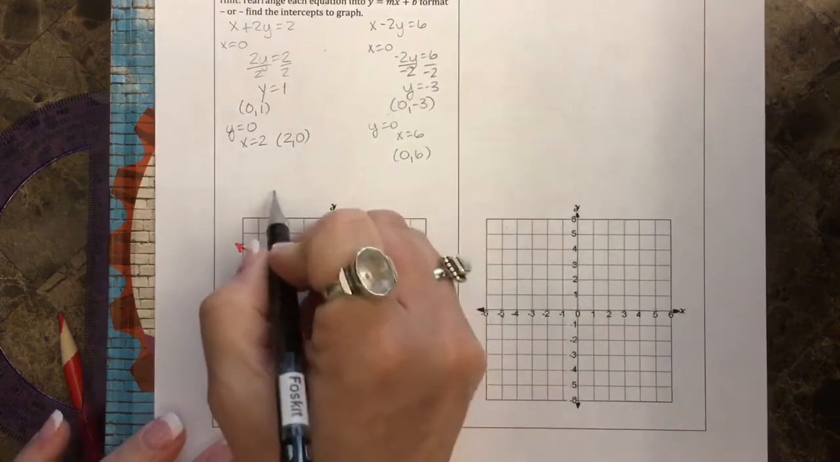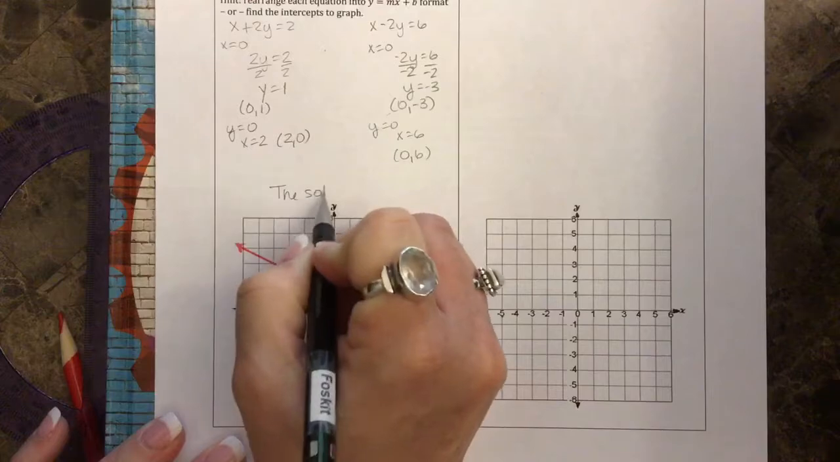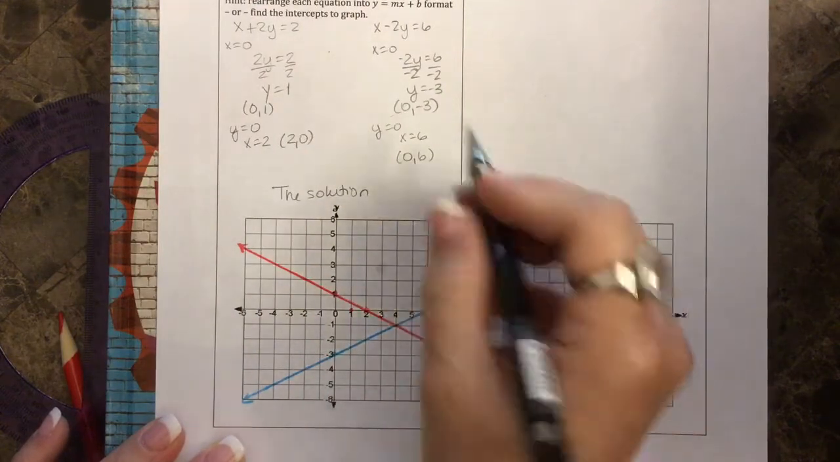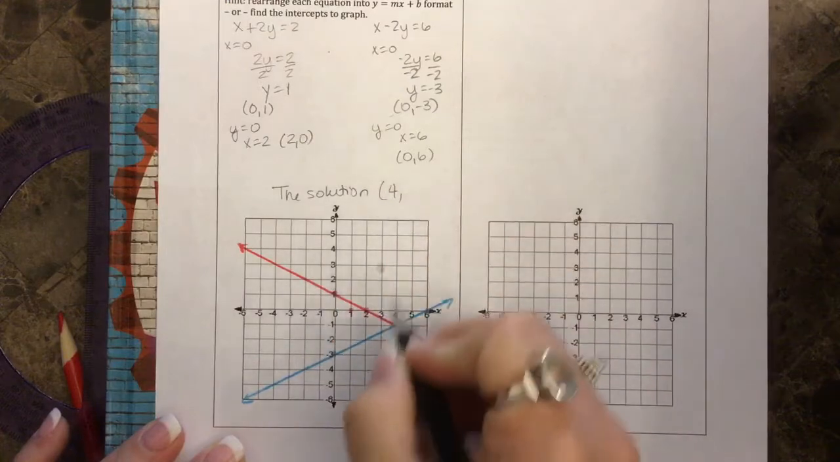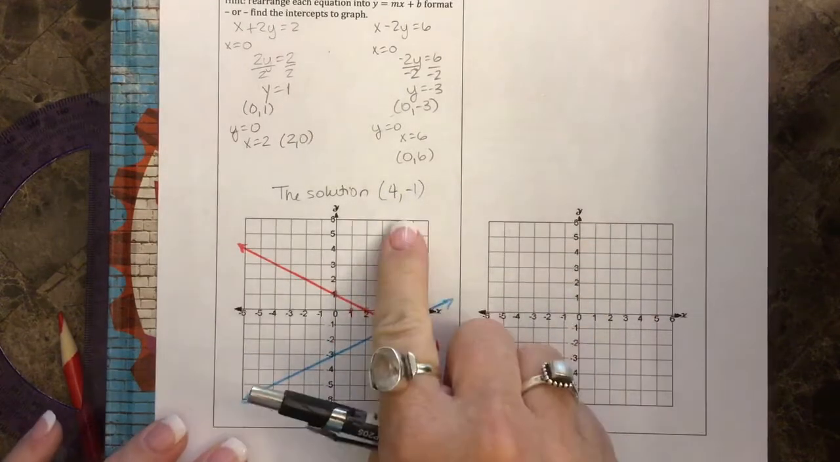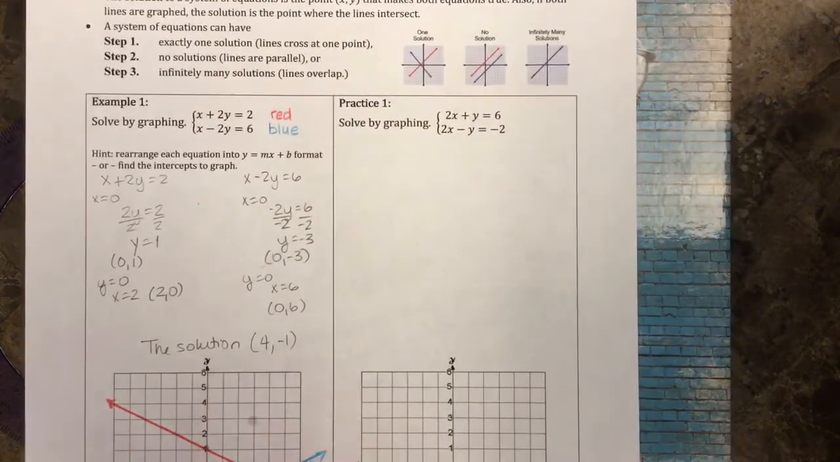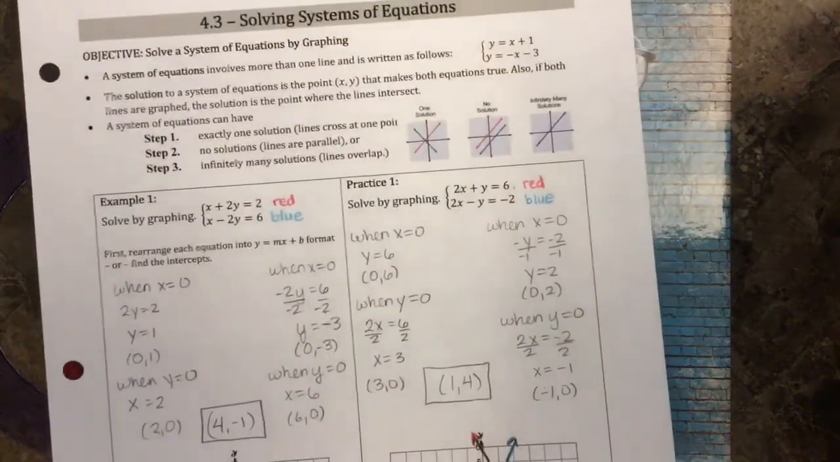And so the solution is where x is 4 and y is -1. And we write it in point format because that's actually the solution. All right, so you try this one. Okay, your answer is here.